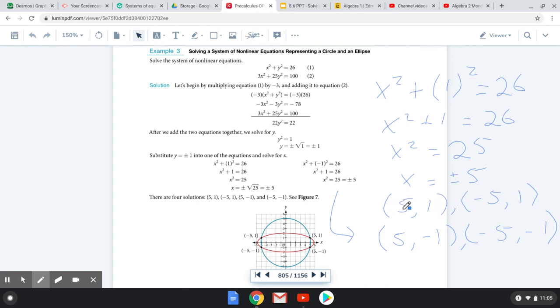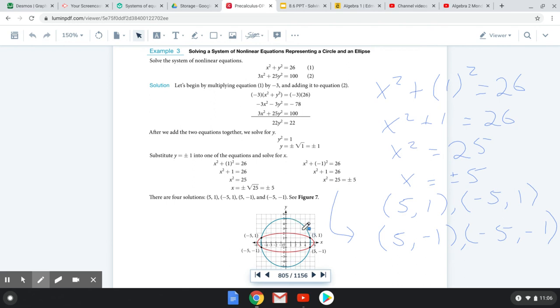My recommendation would be list them out as you go. Don't try to figure out at the end which solution went with which thing. So once you plug in 1 and you get plus or minus 5, write those out. And then when you plug in negative 1, get plus or minus 5, write those out so that you can see all 4 answers. And if you're ever not sure how many answers you're supposed to have, you can always graph it, and then you'll be able to see how many times they intersect with each other.